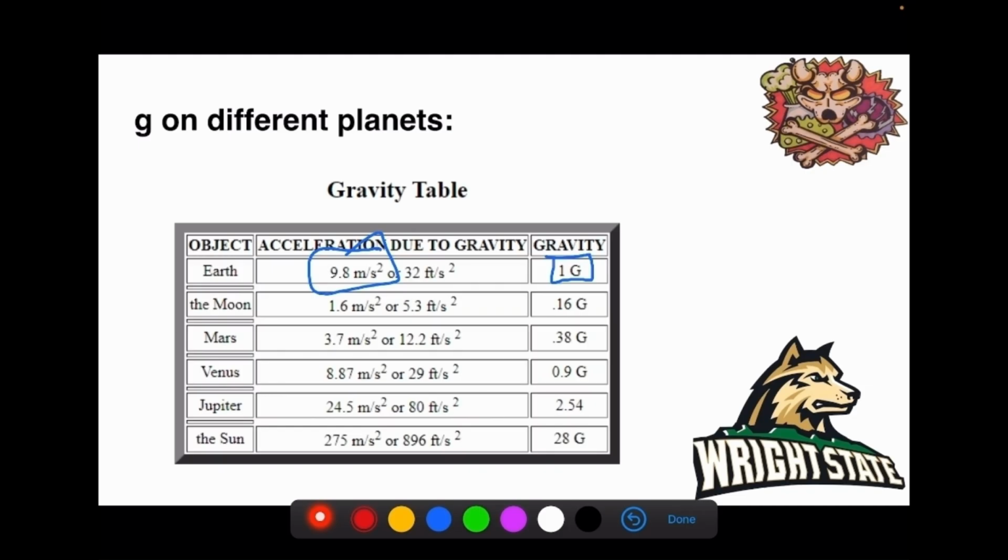Mars is at 3.7. It is less massive than Earth by a pretty substantial margin, actually. Venus is pretty similar in mass and in radius to Earth, so you'll notice that it's only a little bit smaller, 8.87. One that I think is interesting that actually surprises a lot of people is Jupiter and the Sun. Jupiter and the Sun, their gravity is a lot less on the surface than you would think. And the reason for this is because, remember, we said gravity is based on mass, and it's also based on distance. So here, let's compare gravity from Earth to gravity from Jupiter.